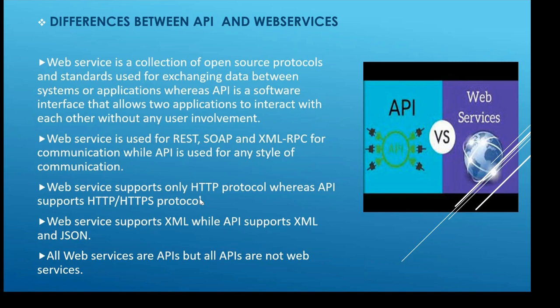So I can infer one point: all web services are APIs, because the HTTP protocol that web services use can be handled by APIs. But all APIs are not web services, because APIs consist of both HTTP and HTTPS, and HTTPS cannot be done by web services. Did you understand what an API is, what a web service is, what the difference is, and how advantageous an API is over a web service?